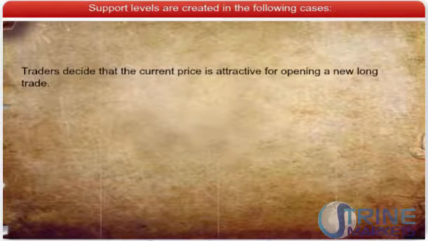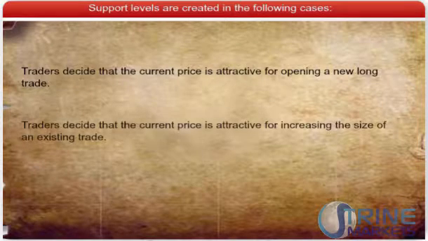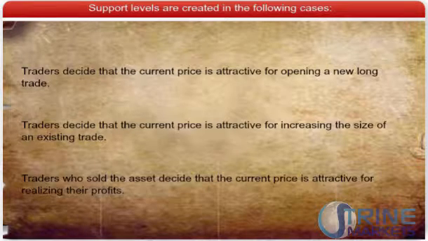Support levels are created in the following cases. Traders decide that the current price is attractive for opening a new long trade. Traders decide that the current price is attractive for increasing the size of an existing trade. Traders who sold the asset decide that the current price is attractive for realizing their profits.